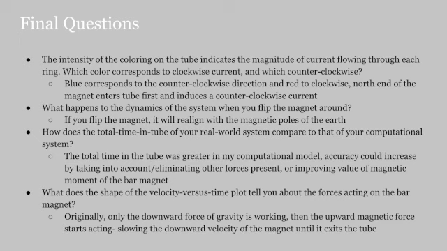The shape of the velocity versus time plot demonstrates the observation that originally only the downward force of gravity is working, and then the upward magnetic force starts acting, which slows the downward velocity of the magnet until it exits the tube, and gravity is the only acting force again.